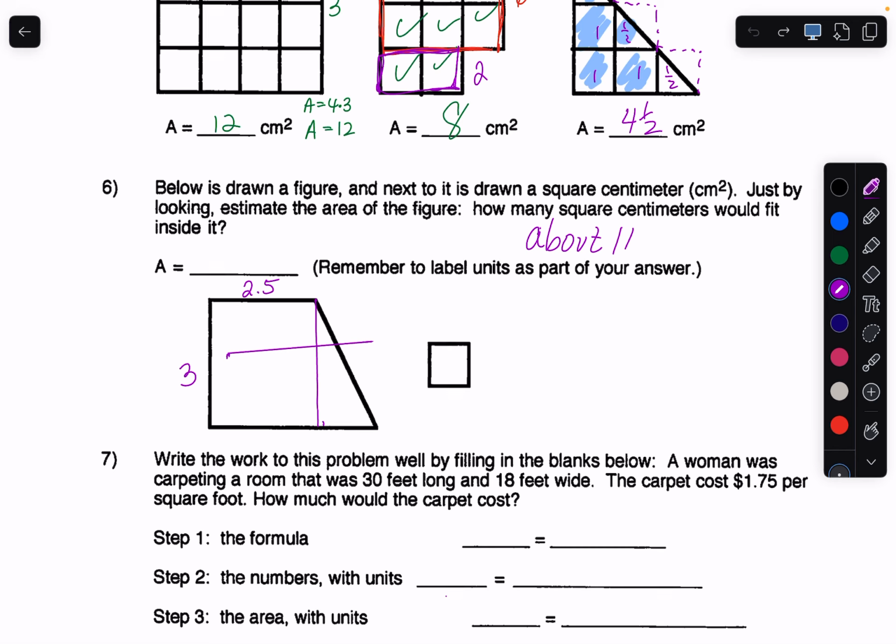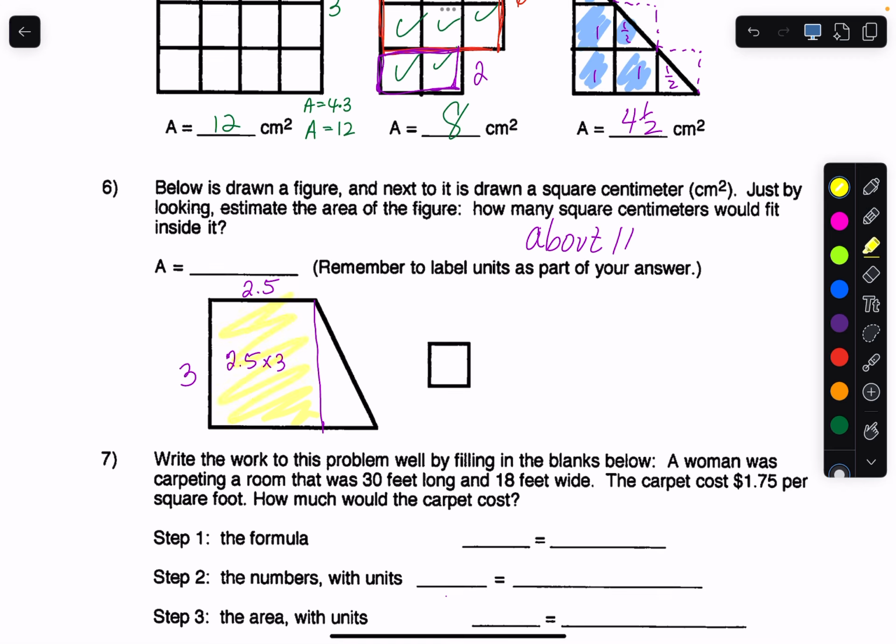Okay. So the area of just this rectangular part is length times width, or 2.5 times 3. Okay. Now that is just this rectangular piece.